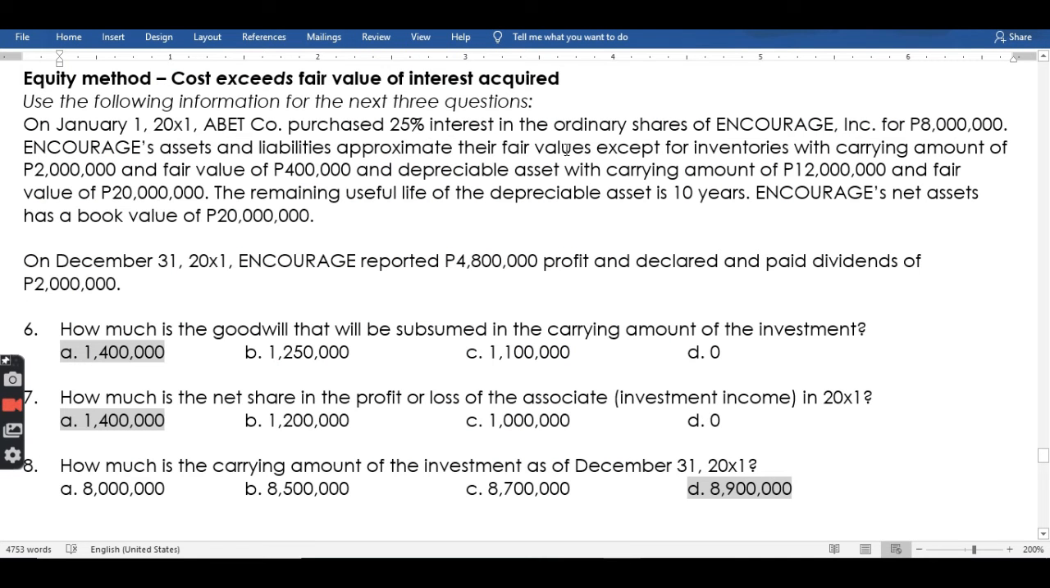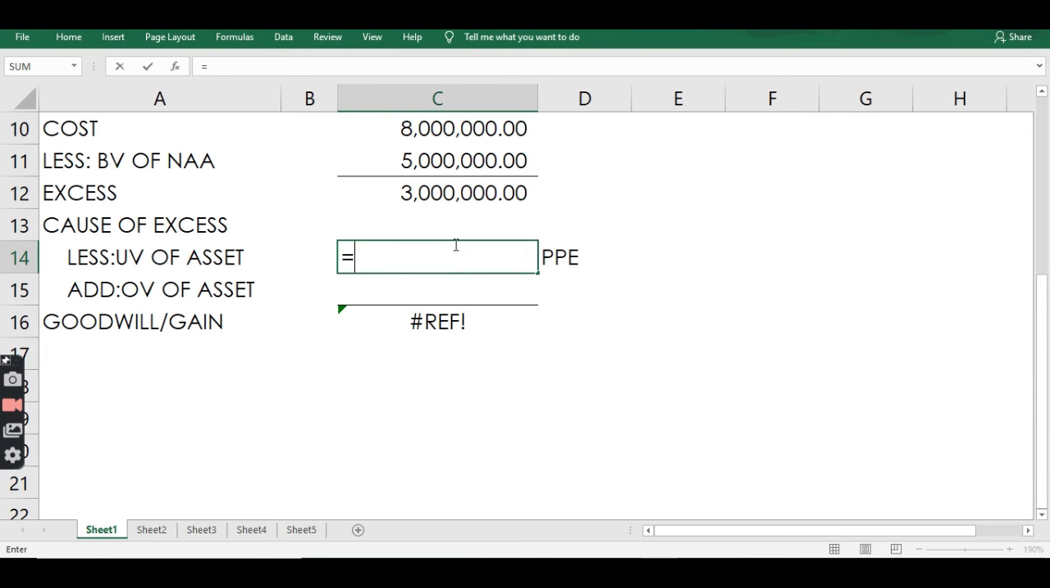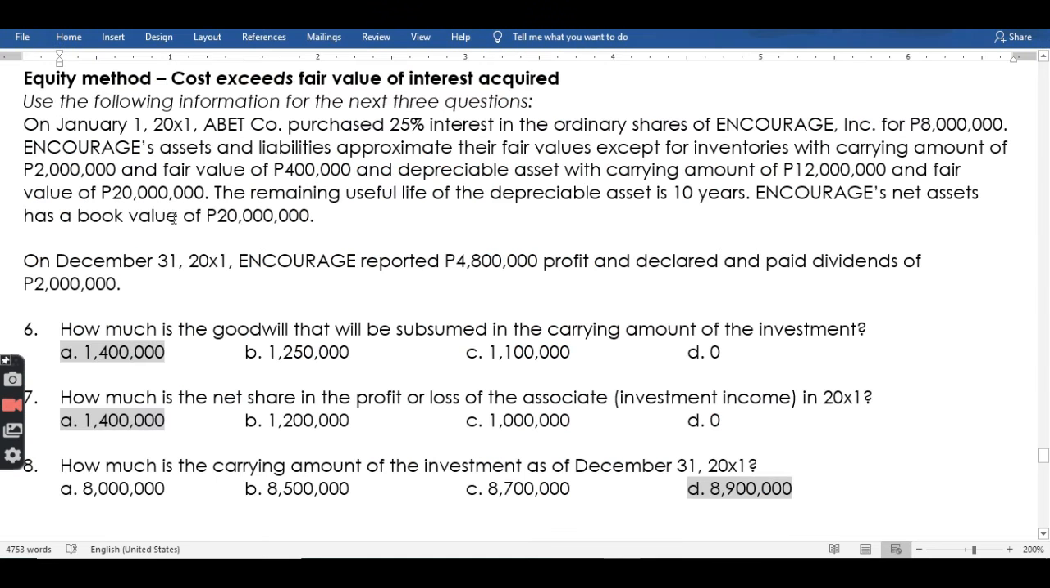Ang undervalued lang natin is yung property, plant, and equipment, yung depreciable asset, ayun with carrying amount of 12 million, fair value of 20 million. So ibig sabihin, this is undervalued by 8 million. Okay? So this is going to be 8 million, pero ang sa atin lang dyan ay 25%. Pagkatapos, yung overvalued asset natin will be yung inventory.